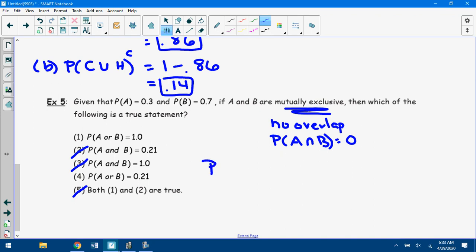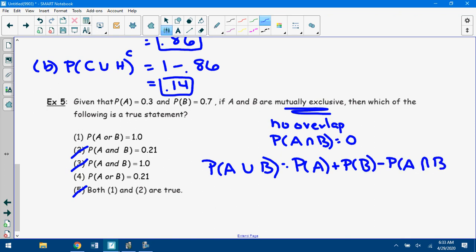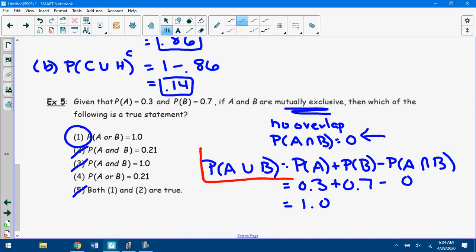So if I want to find the probability of A or B, the formula we've been using all day is probability of A plus probability of B minus probability of A and B. Remember, in this case, probability of A, which is 0.3, plus B, which is 0.7, we said the and was just 0. So I don't really need to worry about that overlap. So this is 1.0. It's choice 1. So if they're mutually exclusive, then you're allowed to just add the 2 probabilities together because there is no overlap.